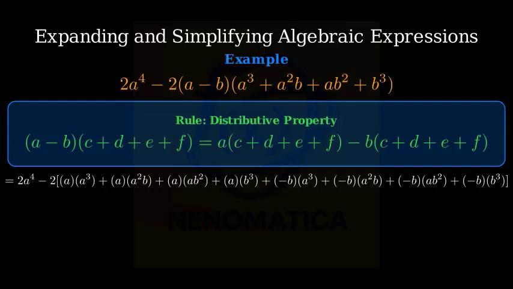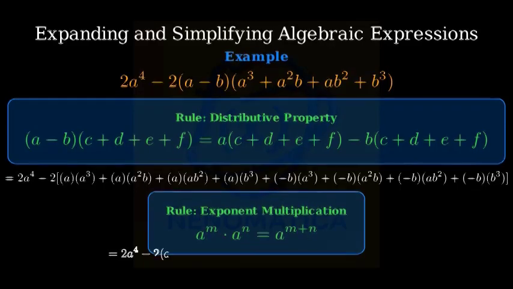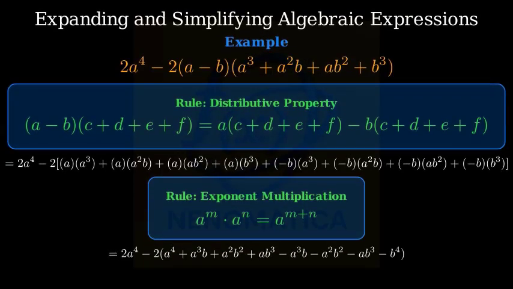Now, we'll multiply each term inside the brackets. When we multiply terms with exponents, we add the exponents for the same base. For instance, a times a cubed gives us a to the fourth power. And when we multiply a by a squared b, we get a cubed b. Now we can simplify by combining like terms inside the parentheses.